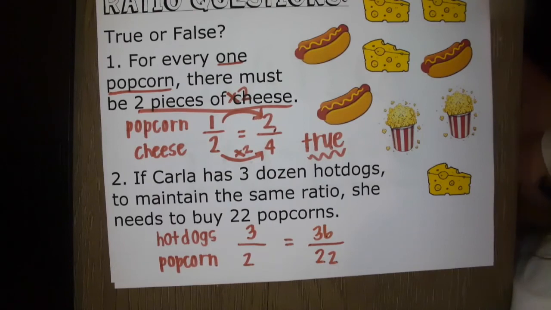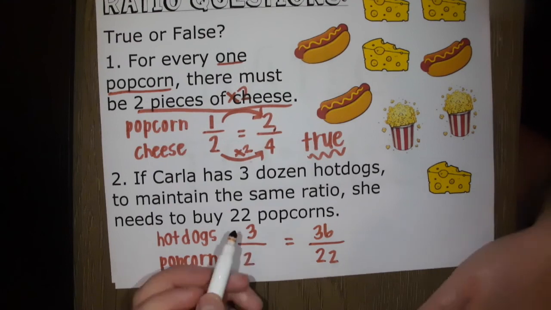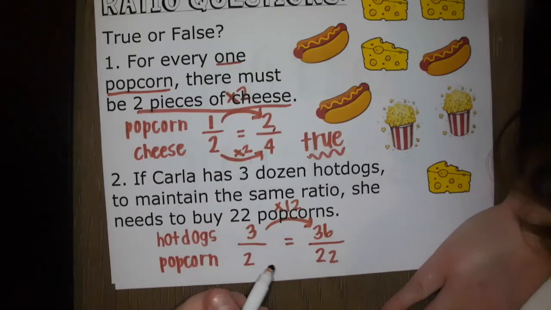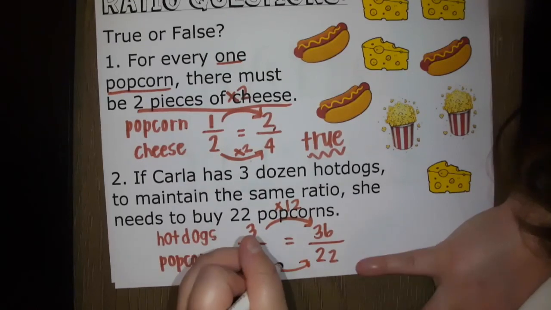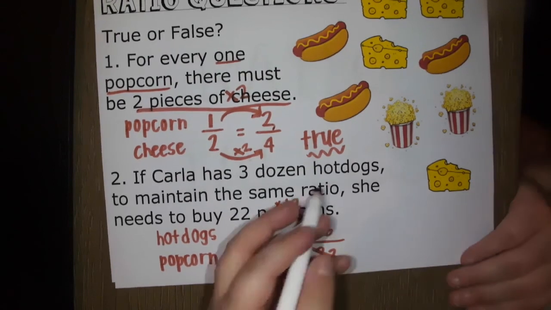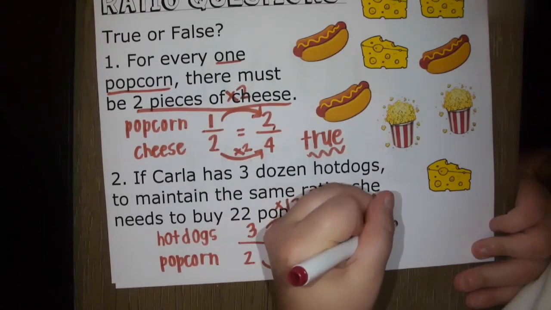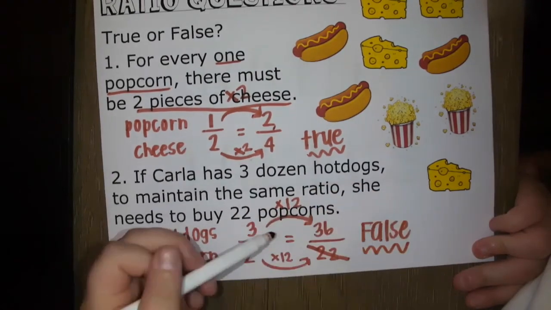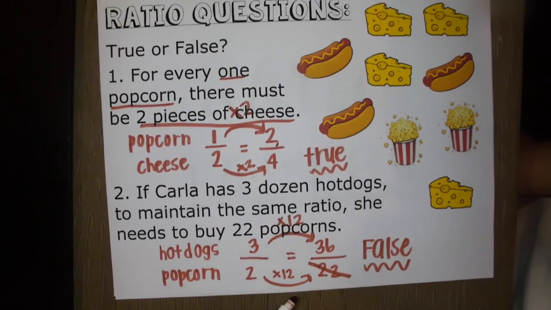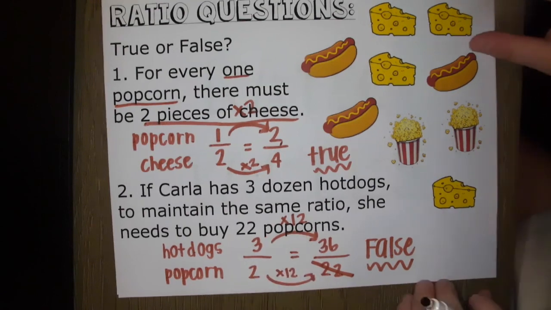So now what I need to do is try to find a scale factor to relate these values to prove it to be true or false. Now 3 times 12 is 36. 2 times 12 is 24, not 22. So this is going to be false. The same scale factors need to be present here. Otherwise, you'd have 2 unequivalent fractions. And in order to be able to say that they have the same ratio, you need to find the same scale factor relating those numbers.